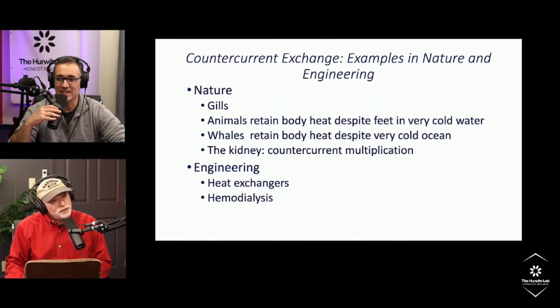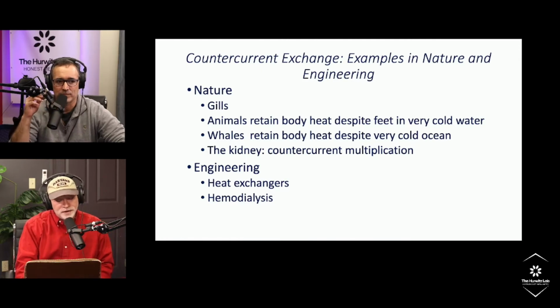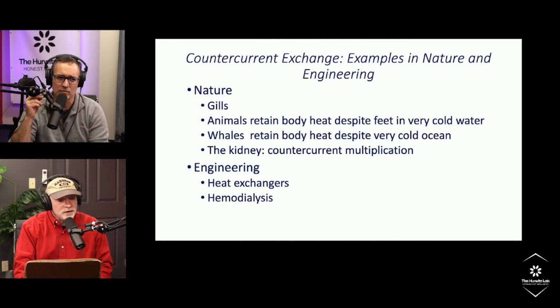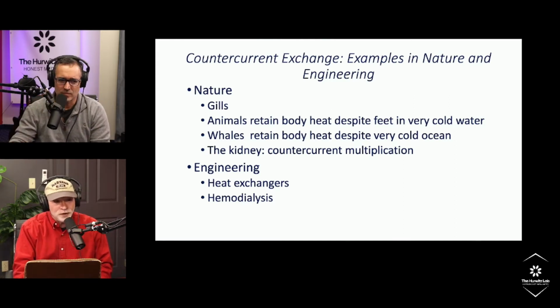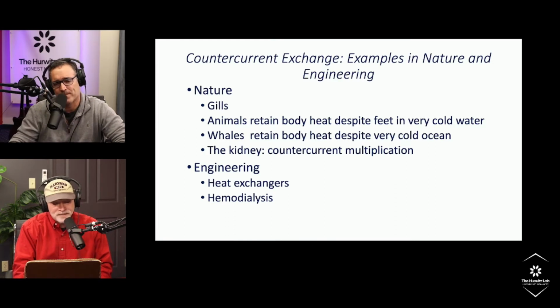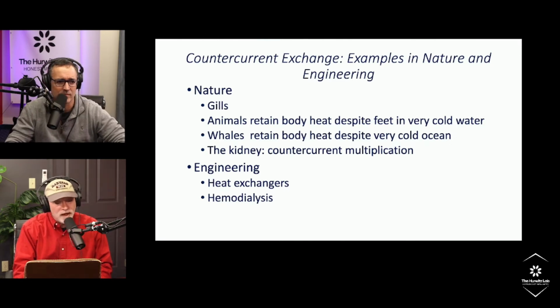So we're talking about two different processes today, correct? We're talking about countercurrent exchange, and we're talking about countercurrent multiplication. And those are very interesting terms. Now, countercurrent exchange is something that is not unique to the kidney. It's found in many different systems in nature, the gills of fish. It's the way animals retain body heat despite having their feet in very cold water, if you're a reindeer or something like that. It's how whales retain their body heat despite swimming around in a very cold ocean.